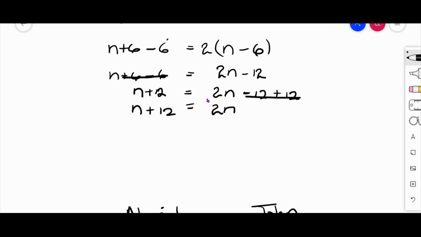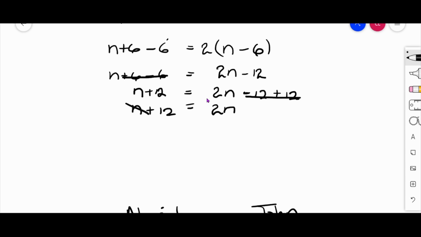Now I'm going to try to get rid of the n on this side. So I have n here, so I need to subtract this n. Okay, so I need to subtract this n here, and if I subtract n from this side, I need to subtract n from this side.